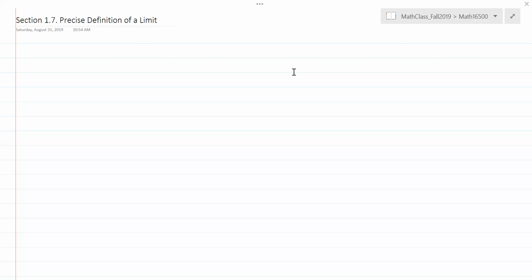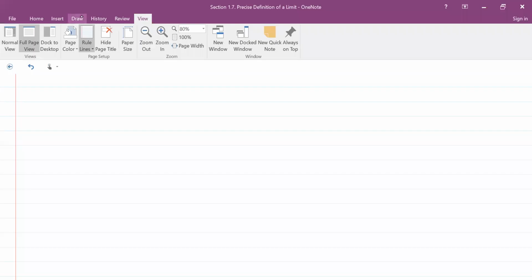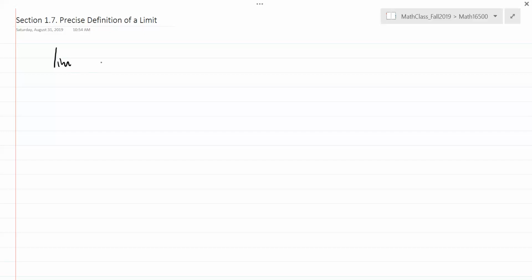So what's the definition of precise? What is a precise definition of a limit? I'm beginning with two-sided limits. Here's the previous definition. We know that, but it's not very precise. What does it mean to say the limit of f of x as x approaches a equals L? Okay, the not precise definition is as follows.